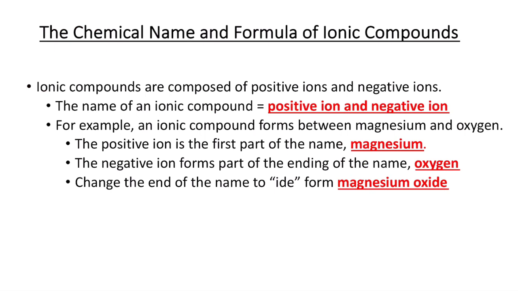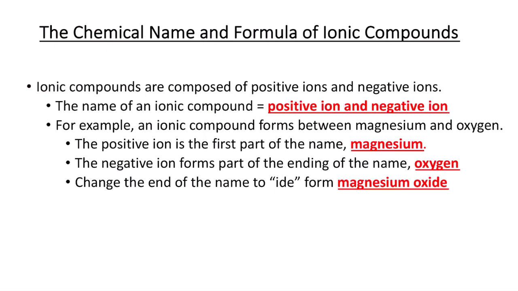So chemical name and formula of ionic compounds. Ionic compounds are composed of positive ions and negative ions, metals and nonmetals. The name of an ionic compound is a positive ion and then the negative ion. So sodium chloride. Sodium is the metal. Chlorine, which we changed to chloride, is the nonmetal.